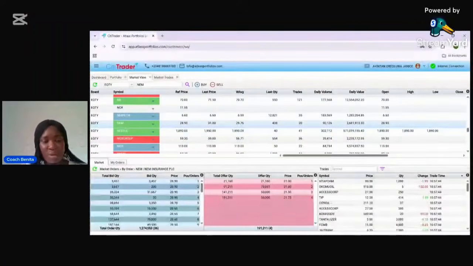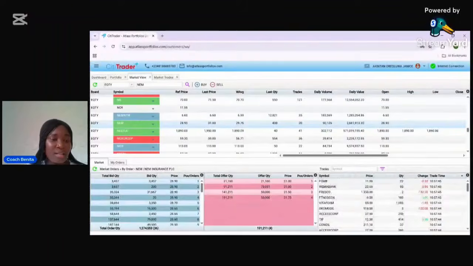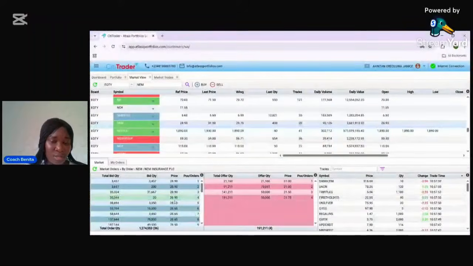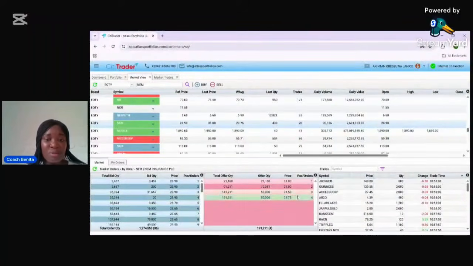So now if you look at this, we have 36 people who want to buy to the tune of 1 million plus, and only 197 want to sell. So what does this tell you? Something is cooking in this particular stock. It means that people have seen the value in this stock and they are ready to take it.